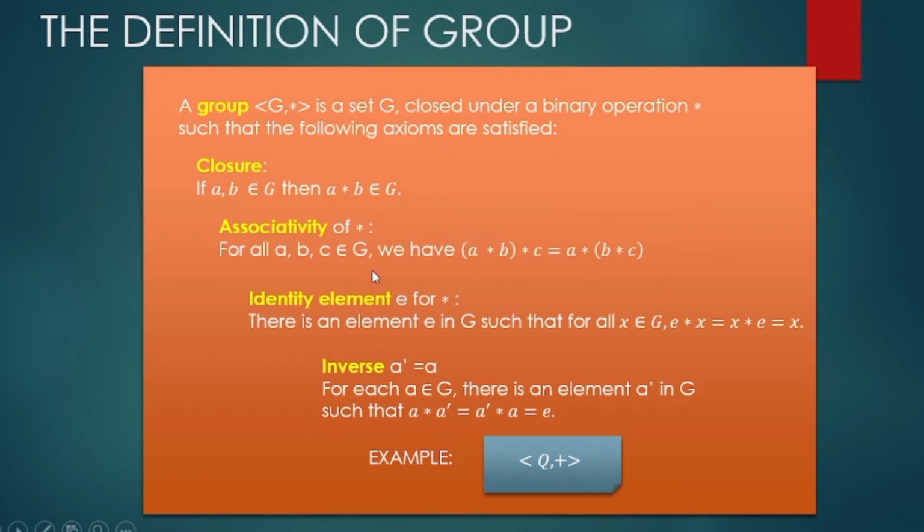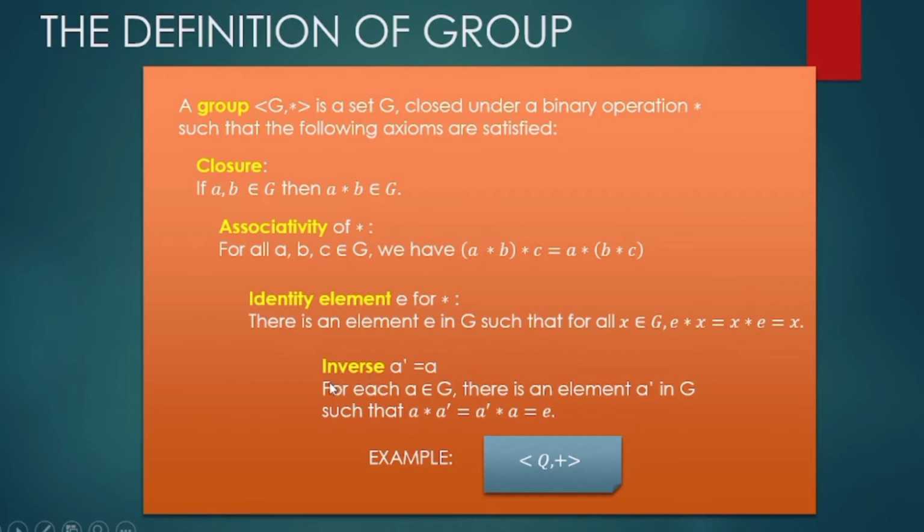For a general binary operation, we can say that we have open bracket A asterisk B, close bracket, asterisk C equals to A asterisk, in bracket, B asterisk C. Third, for identity, some element in the set, and the element is called E. In general, E is the identity. Some element E such that for X in G, E asterisk X equal to X asterisk E equals to X.